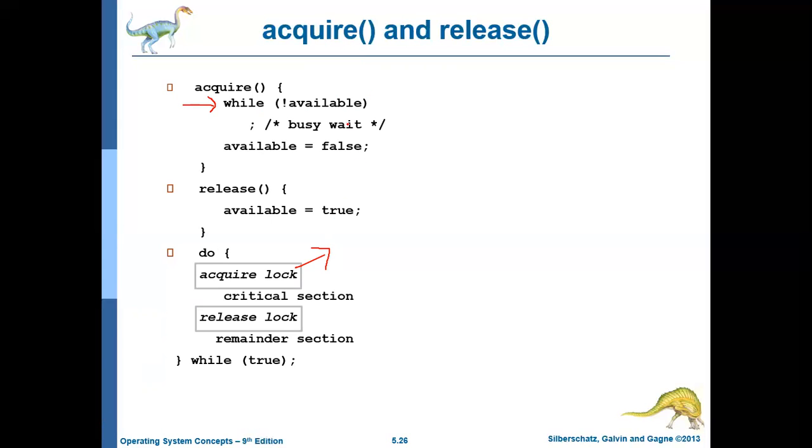Once the critical section is available, it will enter the critical section, perform the activity, and then release the lock, and then it will execute the remainder section. So this is how mutex lock basically works, and mutex lock is a software based solution.